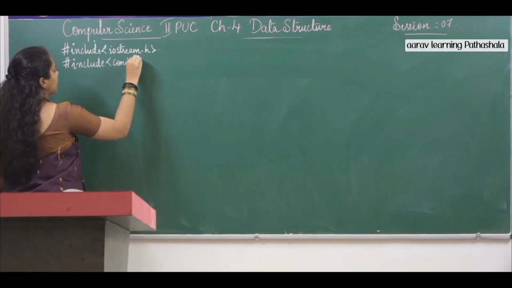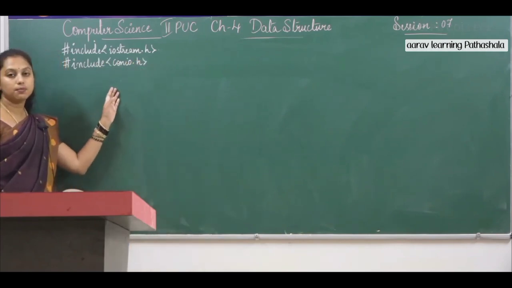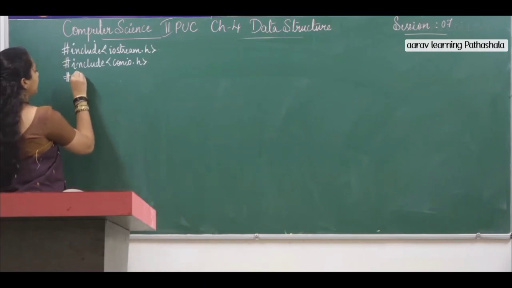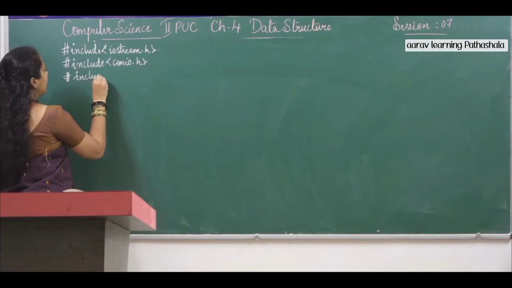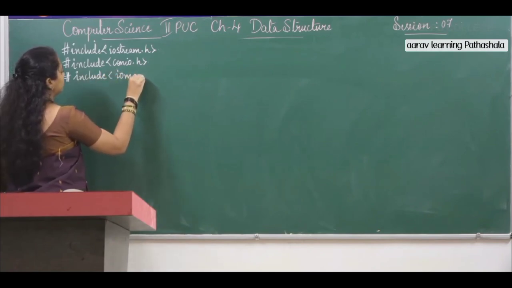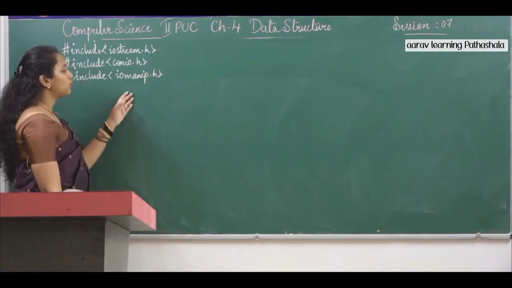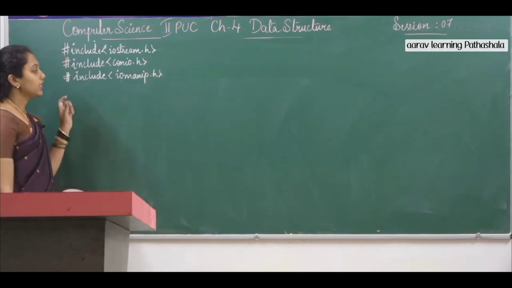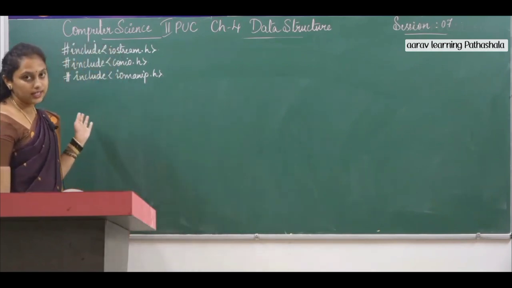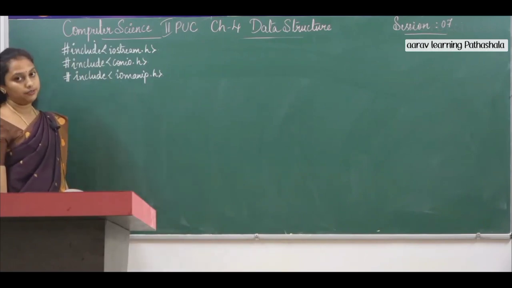conio.h. This header file contains the functions required in our C++ program. And the next header file is #include iomanip.h. This iomanip.h header file is used to manipulate the output on the output screen. So if I want to use the setw function, then I have to use this header file.